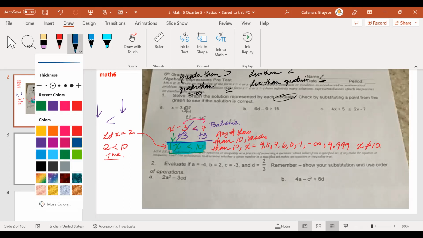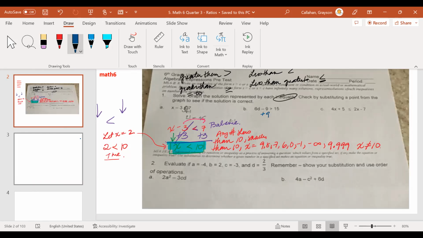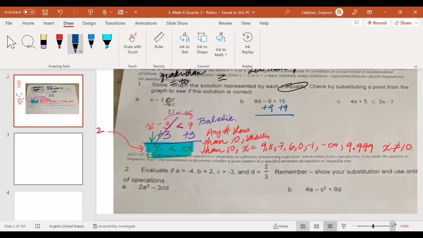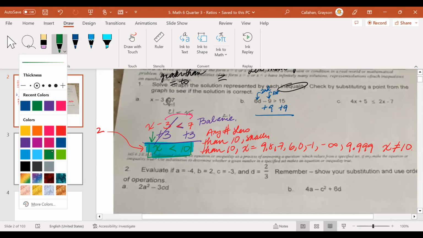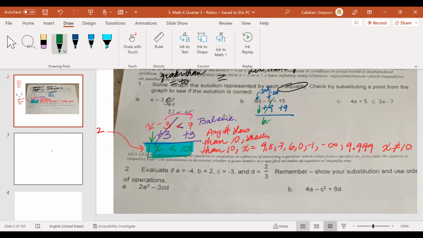For B, you have a 6 and a -9. What's opposite of a -9? +9 on both sides. Okay. You do have a 6 and a -9, but since the 6 is stuck with the D, you've got to get rid of that negative first and then get rid of the 6 second. Okay. So once you do that, this part cancels. You bring down the 60 is greater than 15 plus 9 is 24.